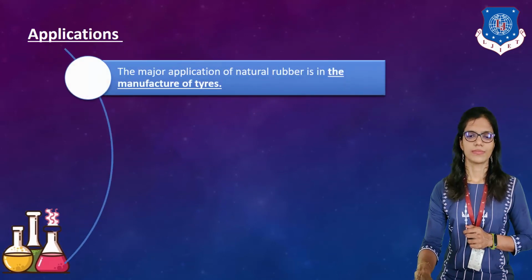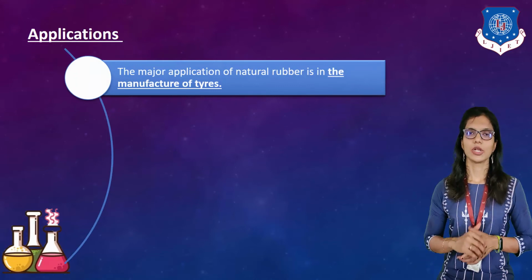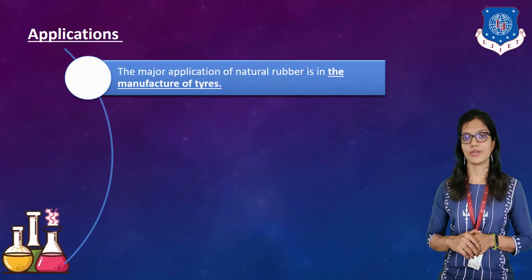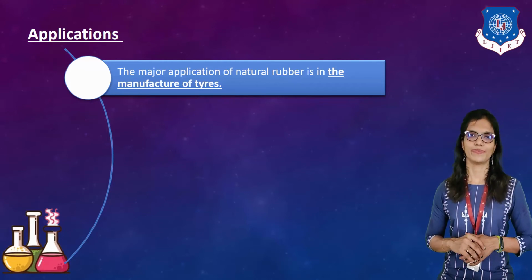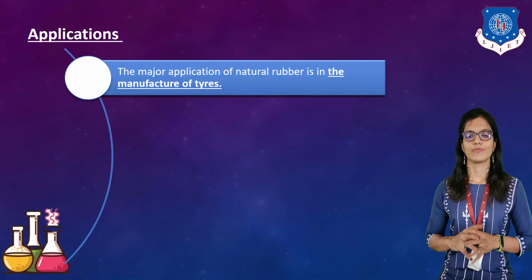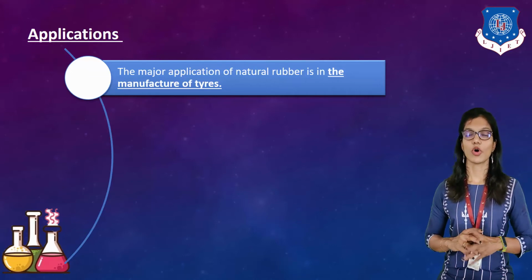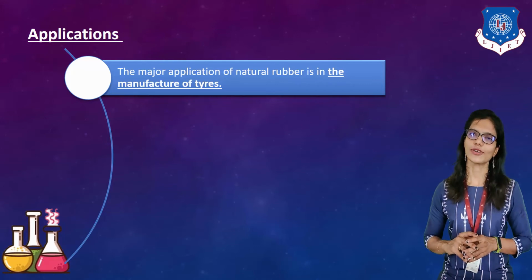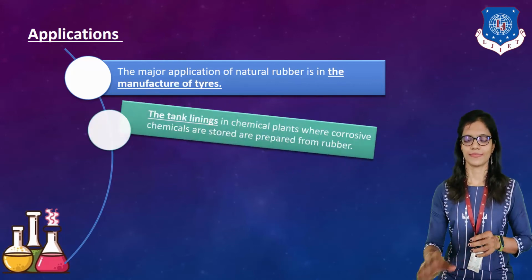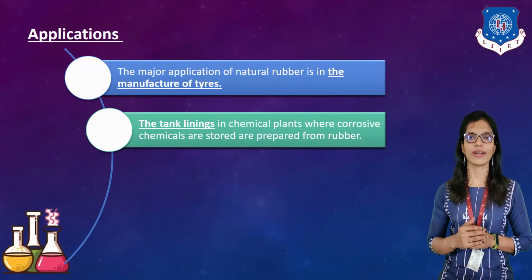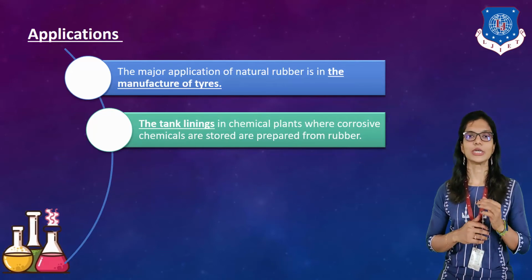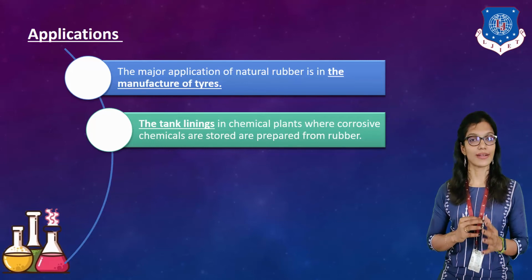Now, let's take a look at the applications of rubbers, where they can be used widely. The major application of natural rubber is in the manufacture of tires. It is most widely used in manufacturing car tires, truck tires, two-wheeler tires or cycle tires.